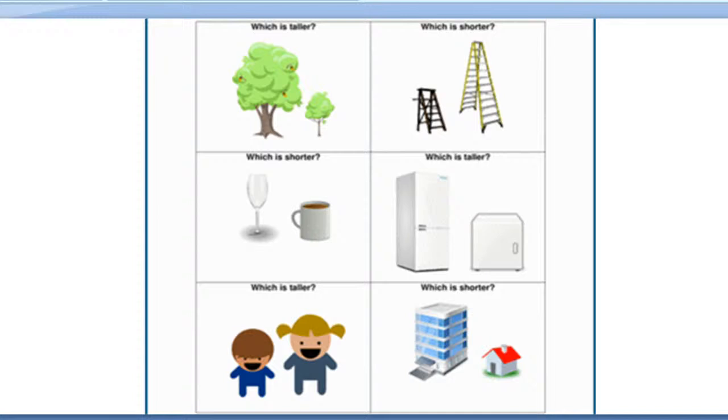Now, let's move to another picture. Come a little down. After the ladder, there are two refrigerators. You have to tell me which is taller. I'm talking about the two refrigerators. Kanishka, Devanshi, Ayushman, Aryan have written. Okay, good. The refrigerator which is at the left hand side is the taller one. Right?